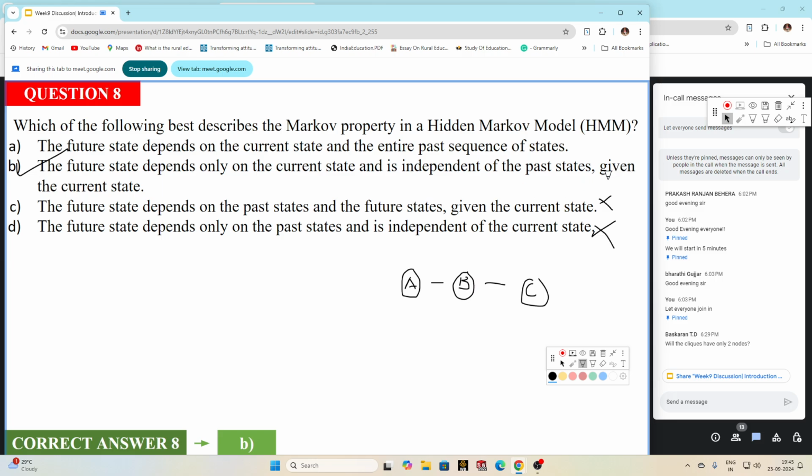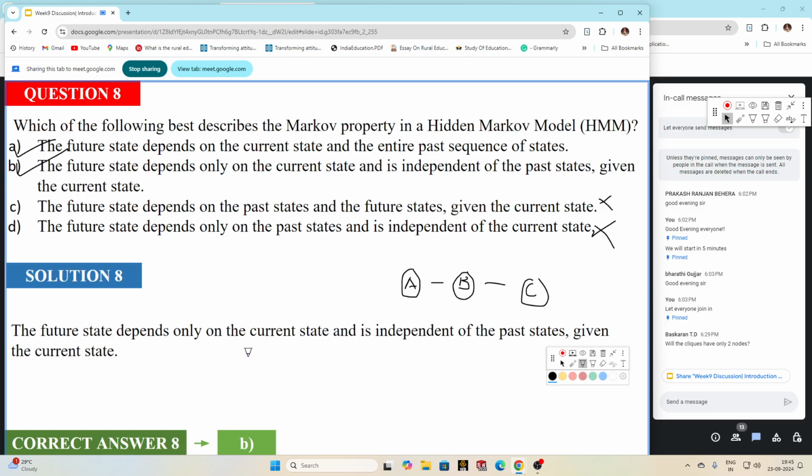So if nothing is given, then it can depend. We cannot tell if nothing is given, right? Here nothing is given. So according to me, A is also correct, because nothing is given here. According to me, A is also correct as well as B. Is it clear why I am saying A also? Because nothing is given here.